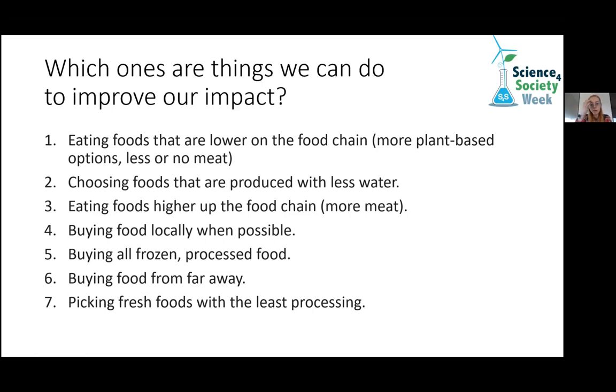Number four would be buying food locally where possible. Number five, buying all frozen processed food. Number six, buying food from far away. And number seven, which is picking fresh foods with the least processing.